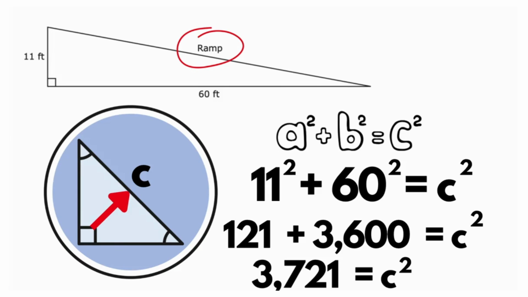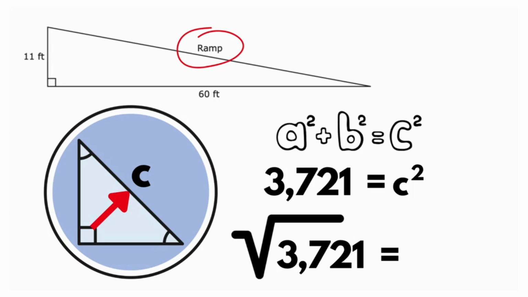So we have 3,721 equals c squared. Now, if we rewrite that, the opposite of squared numbers is square root. So if we want to find what number times itself equals 3,721, we can actually take the square root. Let's go ahead and punch that in our calculator, hit the square root button, we get 61.